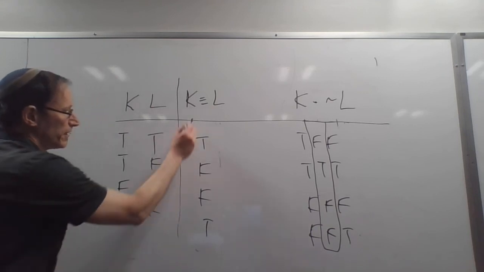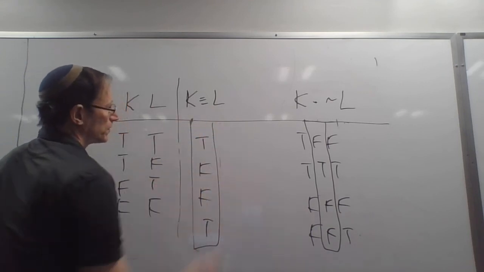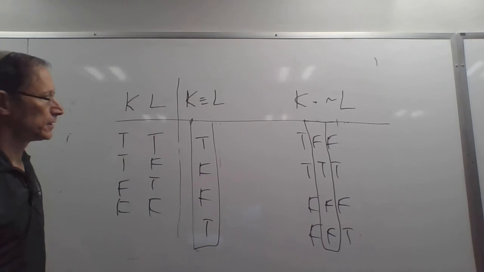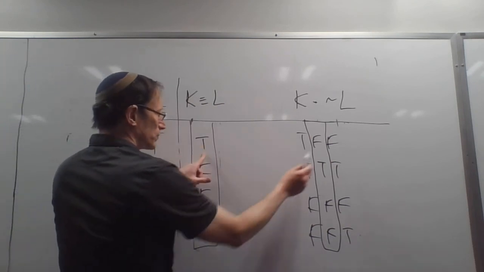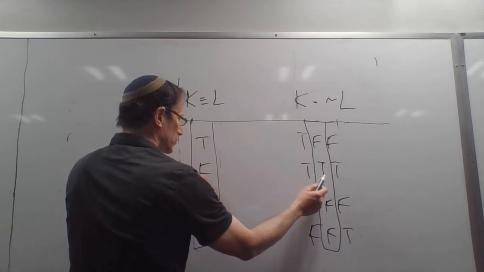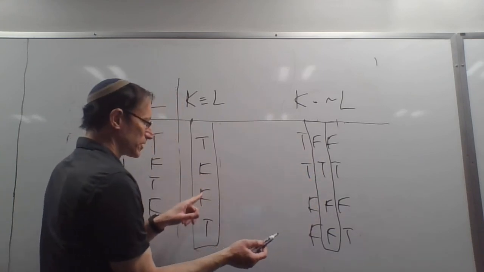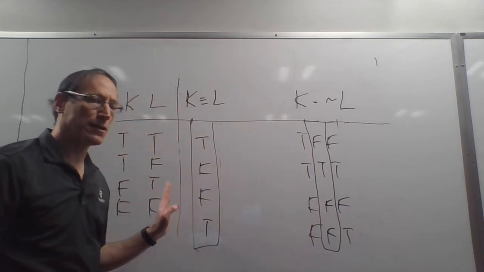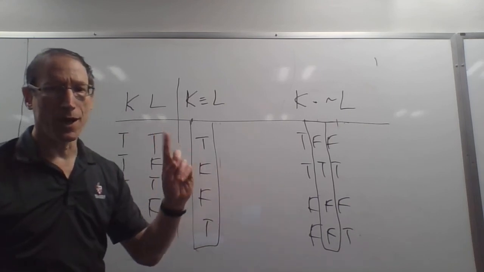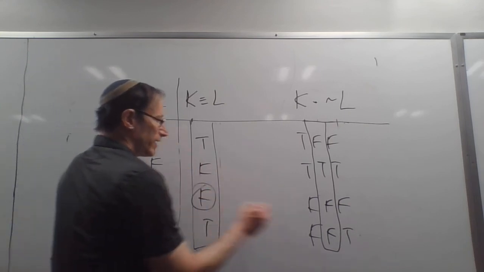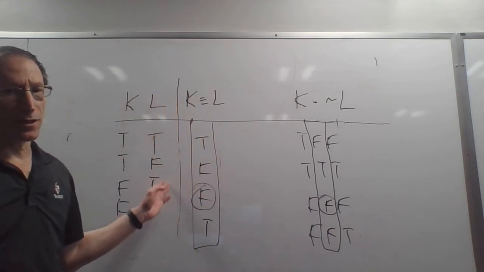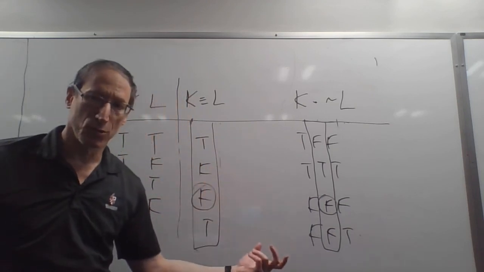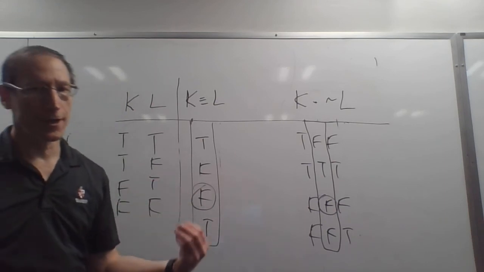And now I compare that with the value under K biconditional L. What do I see? That, well, whenever this is true, this is false. Whenever this is false, this is true. So far, it's looking like it might be a contradiction. But this is not a contradictory pair. Why? Because here, they both come out false. So that means that there's at least one row where they have the same truth value, which means that they are not contradictory.